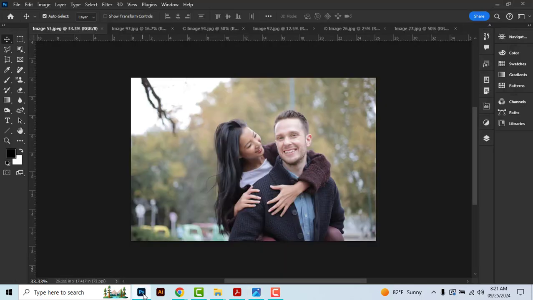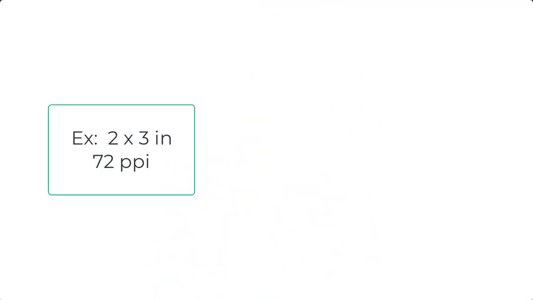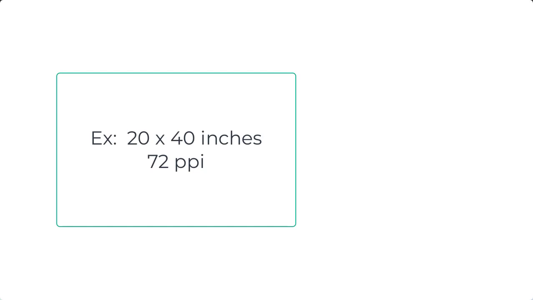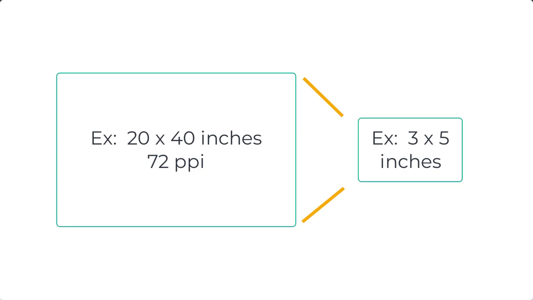Before resizing any image, there are key considerations. Firstly, assess the current size and resolution of the image. For instance, enlarging a small image, e.g., 2 by 3 inches at 72 ppi, to a significantly larger size can lead to blurriness. Ideally, such small images should be at least 300 ppi when enlarged. Conversely, reducing the size of a large image, e.g., 20 by 40 inches at 72 ppi, to a smaller dimension like 3 by 5 inches requires increasing the resolution to maintain image quality.